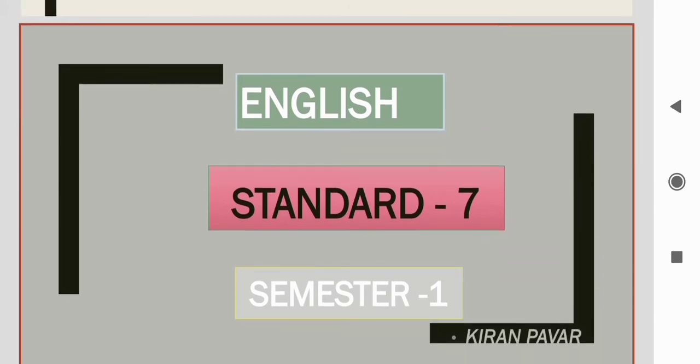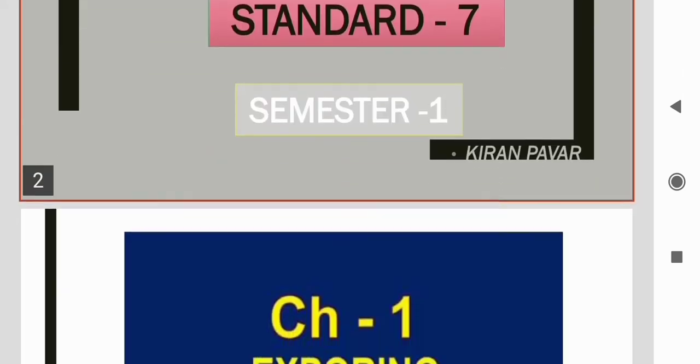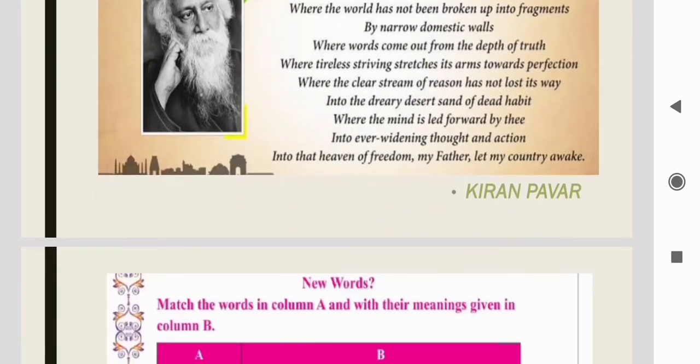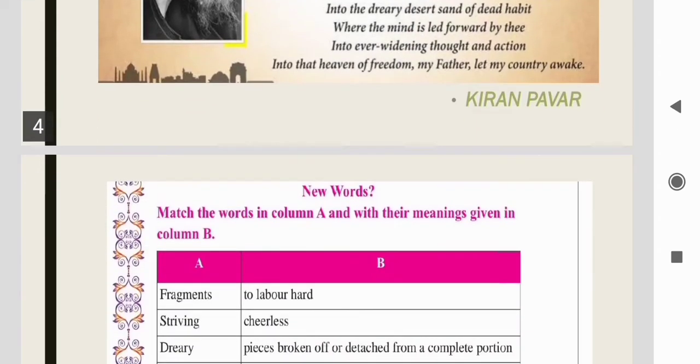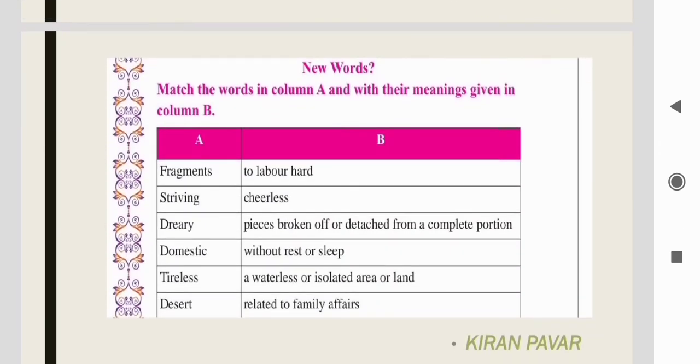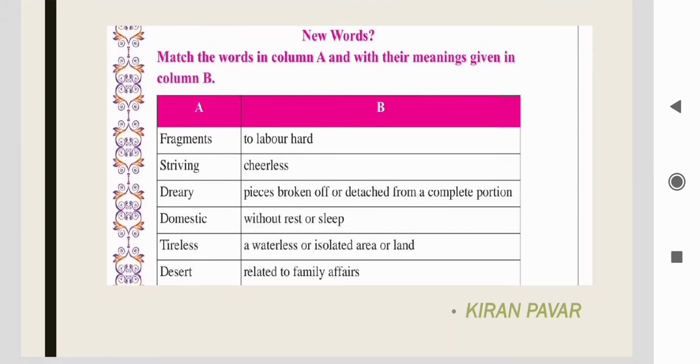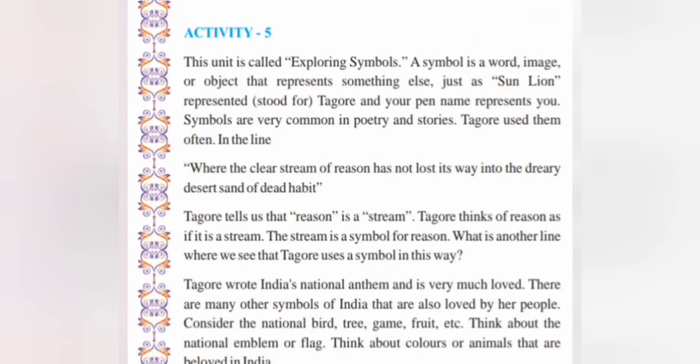Today we will learn English subject Standard 7 Semester 1 Chapter number 1 Exploring Symbols. Before, we have learned about Rabindranath Tagore and his poem, and here new words are given. So match these words A with B. Now children, you can take the help of the internet and match these words properly and note them down in your notebook. In this video, I am going to explain to you activity 5 to 10.